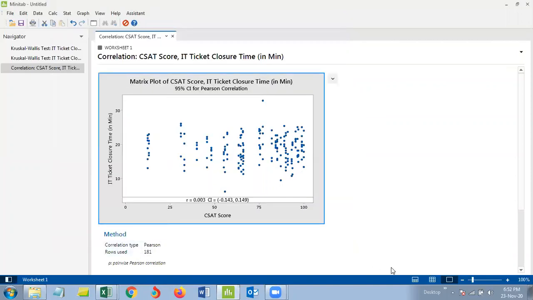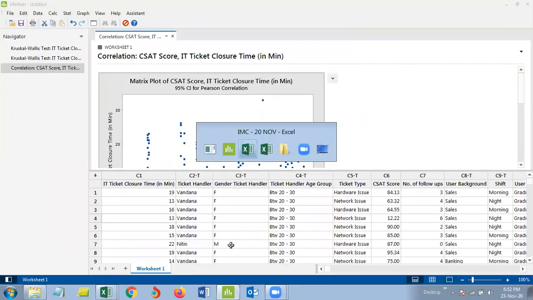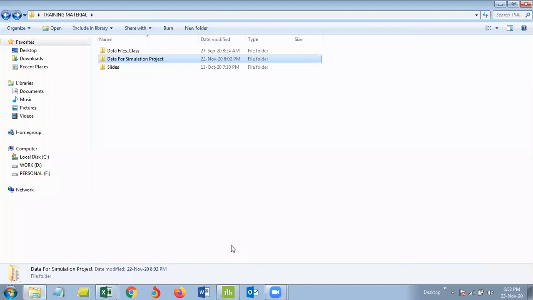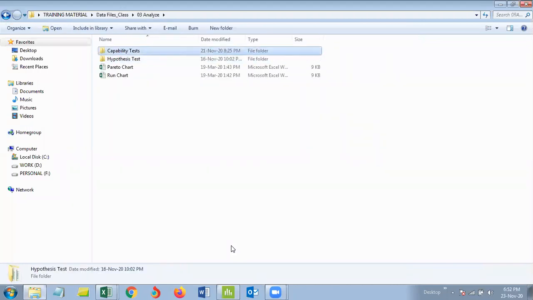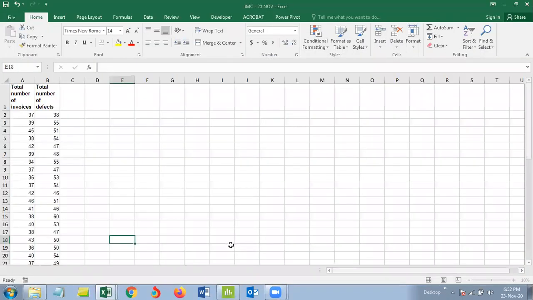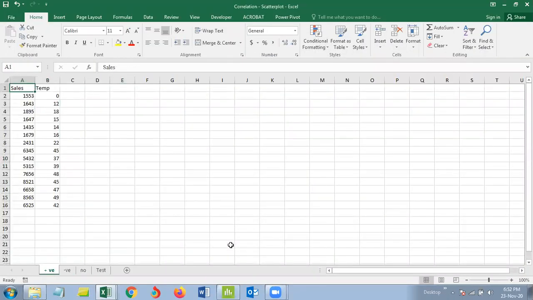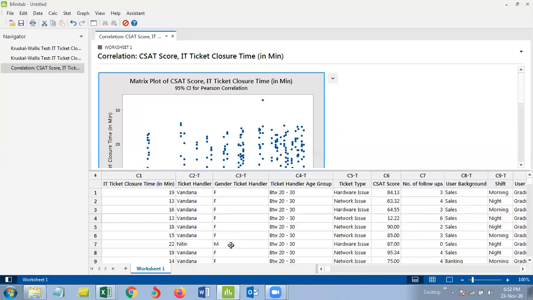Let me give you another data set to show you how it works out. Give me a quick second. I'll just pick up a sample file. Okay, let's have a look at this. We'll quickly run through this: sales and temperature that I was talking about.